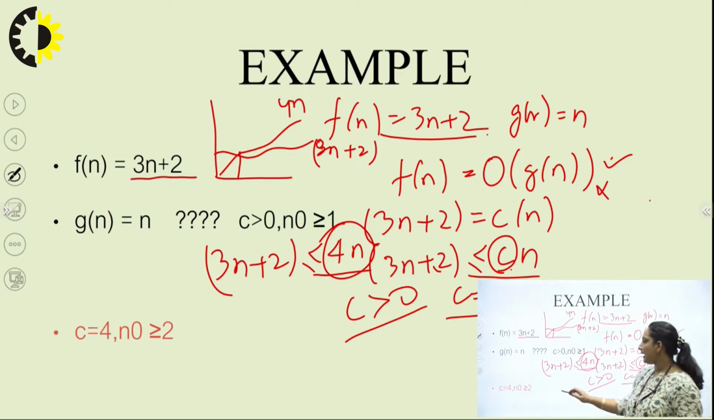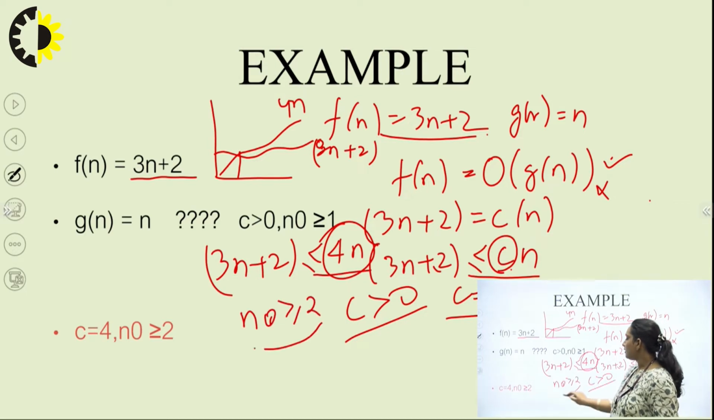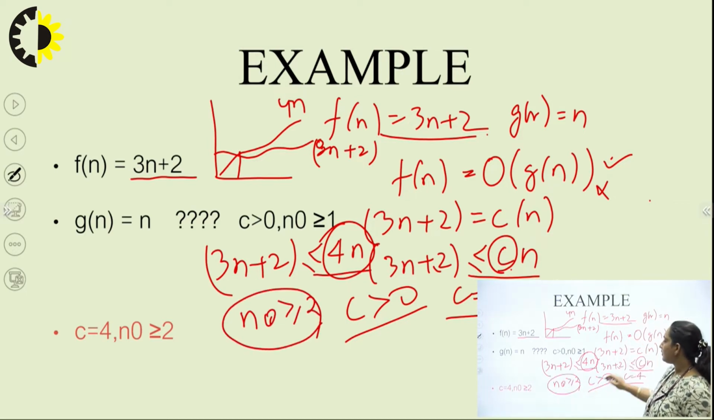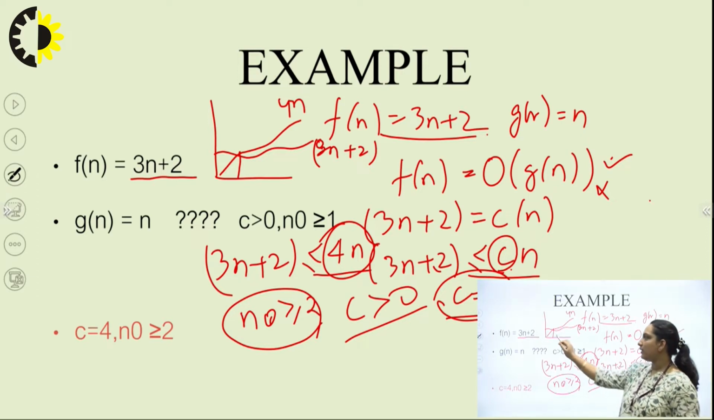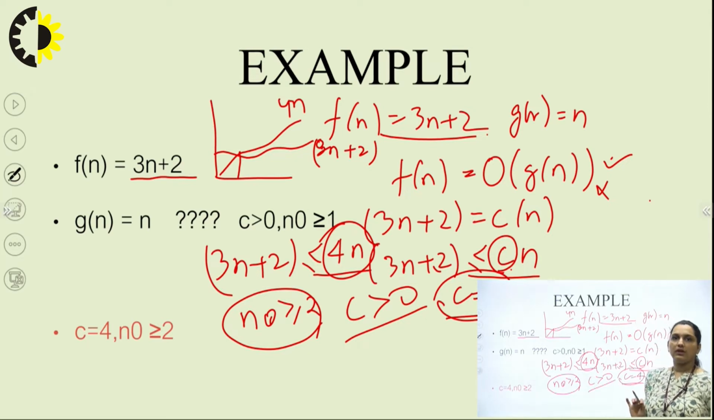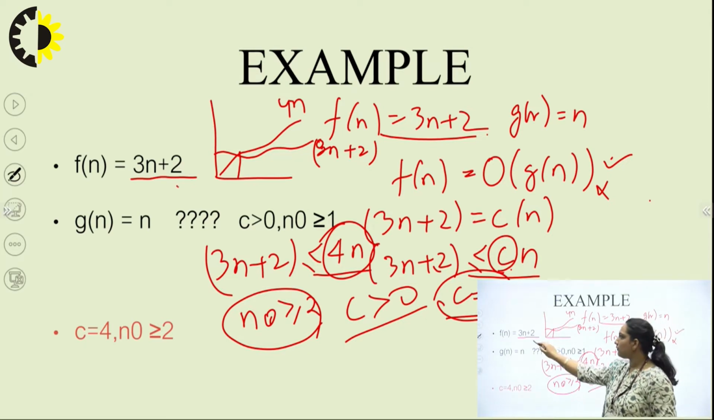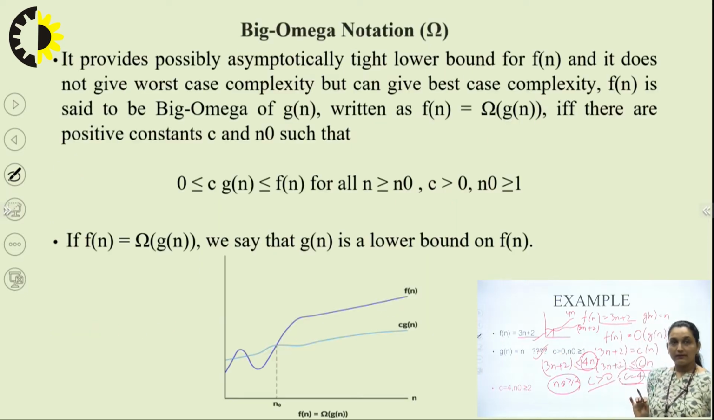So by making that, the n naught value has to be greater than or equal to 2. By making the c value 4 and n naught value greater than or equal to 2, in this situation my function f of n is big O of g of n. So it's correct. Yeah, we will make it this way.